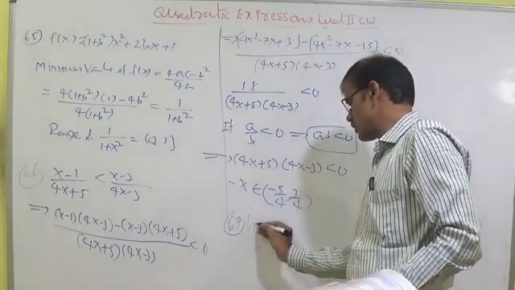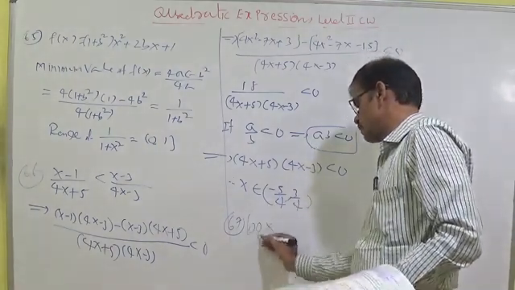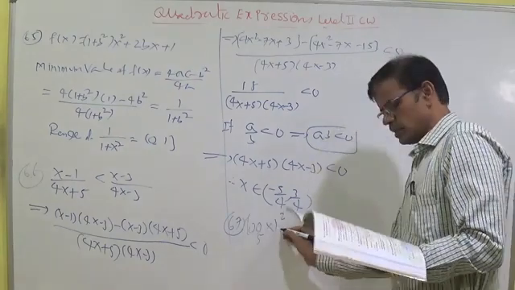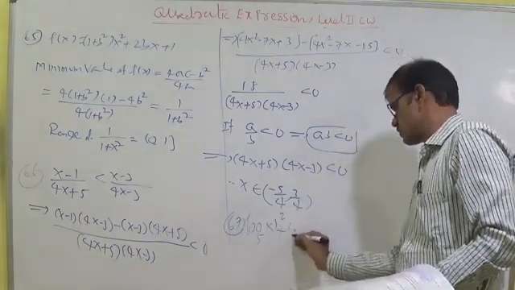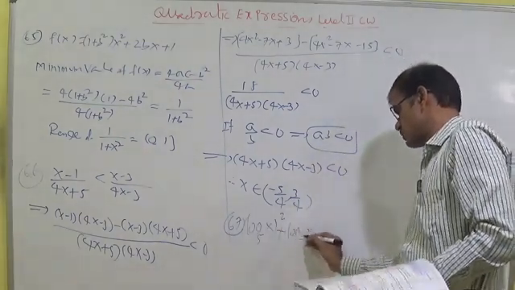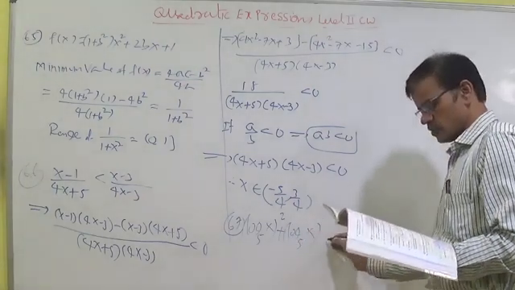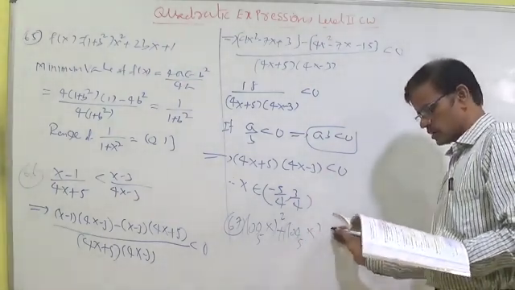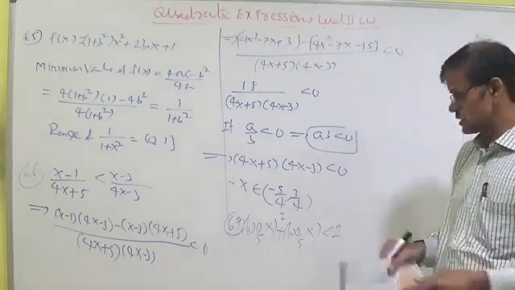Now, 67th question. (log of x to the base 5) whole squared plus log of x to the base 5 is less than 2. Then what is x?